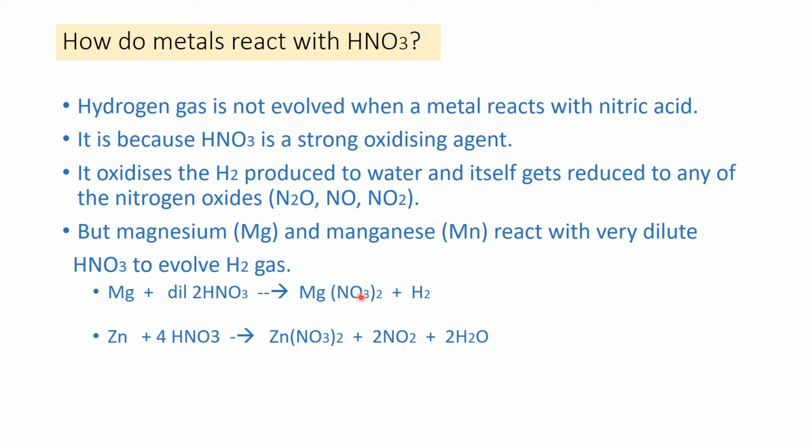But as it is given that when metals react with nitric acid, hydrogen gas is not evolved, you can see the case of zinc. When zinc reacts with nitric acid, it oxidizes hydrogen to form water, and itself it is reduced to form an oxide of nitrogen. You can see the reaction. Zinc plus nitric acid gives zinc nitrate plus nitrogen dioxide plus H2O.